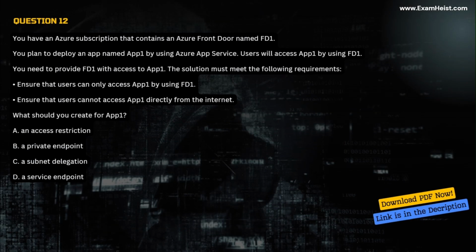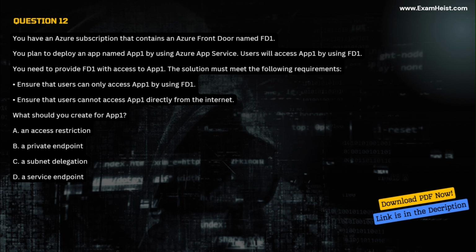Question 12. You have an Azure subscription that contains an Azure front door named FD1. You plan to deploy an app named App1 by using Azure App Service. Users will access App1 by using FD1. You need to provide FD1 with access to App1. The solution must meet the following requirements. Ensure that users can only access App1 by using FD1. Ensure that users cannot access App1 directly from the internet. What should you create for App1?